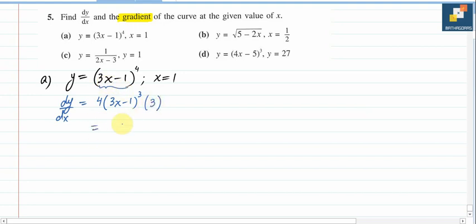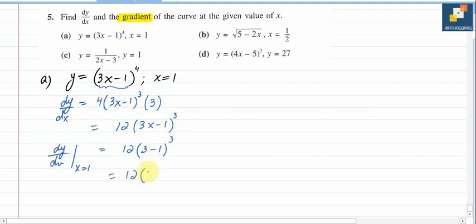So if I arrange it, that will be 12 (3x - 1) to the power cube. Now I need to assign the value of x, so dy by dx at x equals 1 equals 12 (3 ones are 3, minus 1) whole cube, which is 12 times (3 minus 1), it's 2, and 2 cubed is 8, so 12 multiplied by 8 leads to 96. That is your first answer.